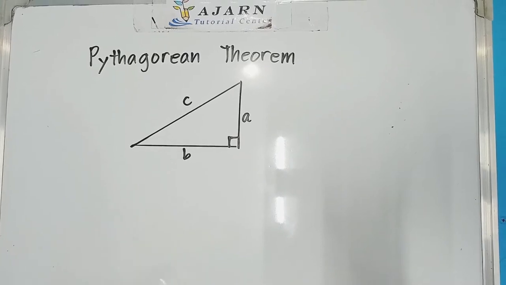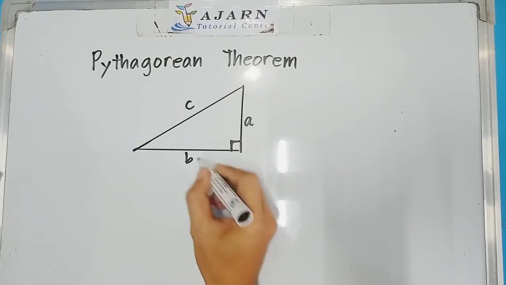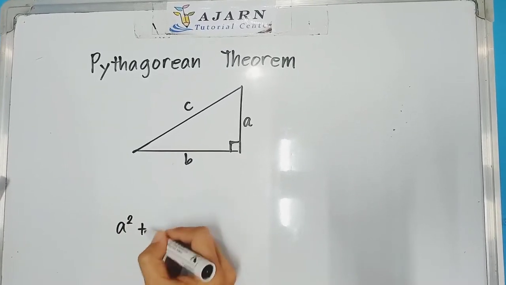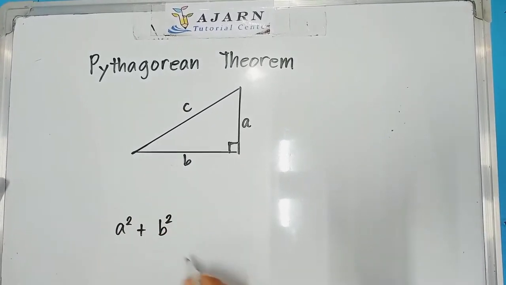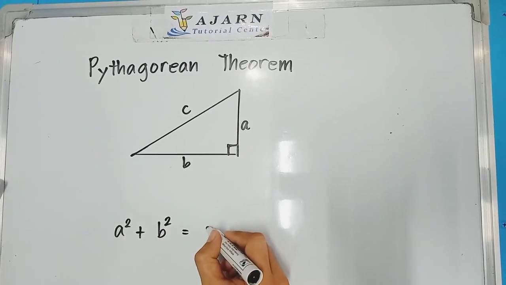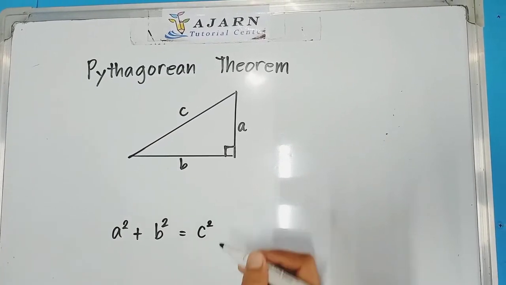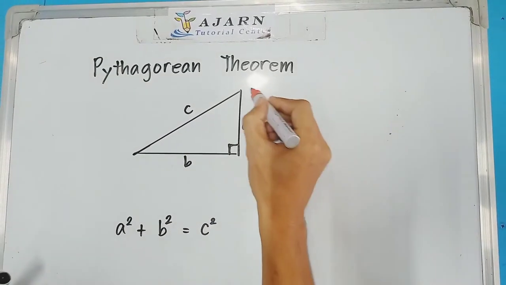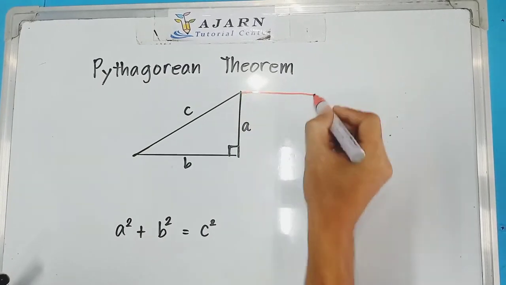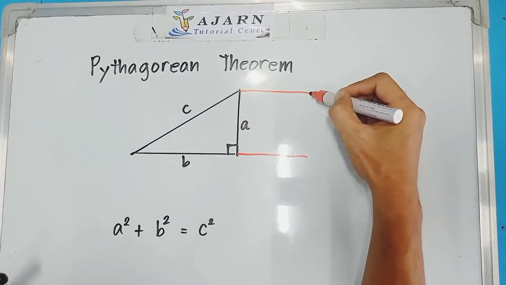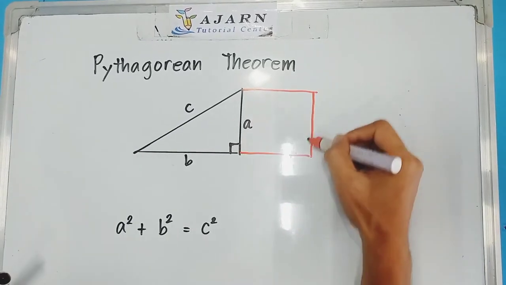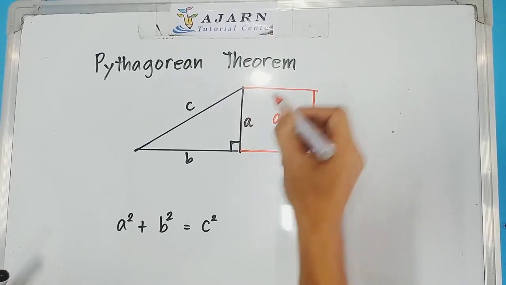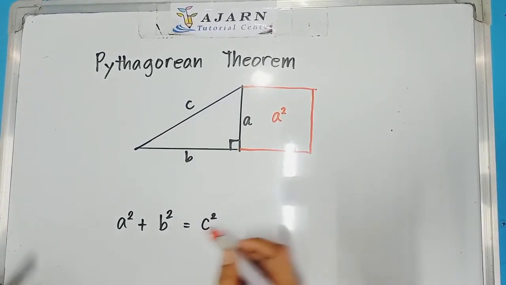Now, according to the Pythagoras theorem, the square of A, that is A squared, and the square of B, that is B squared, the sum of it is equal to the square of C. Okay? In other words, if we draw this, A squared is just a square that has a side of A. So this is A squared, or A times A. Side here is A, side here is A, so A times A is A squared.